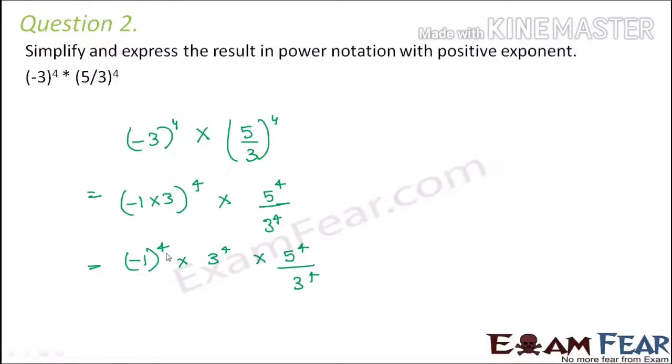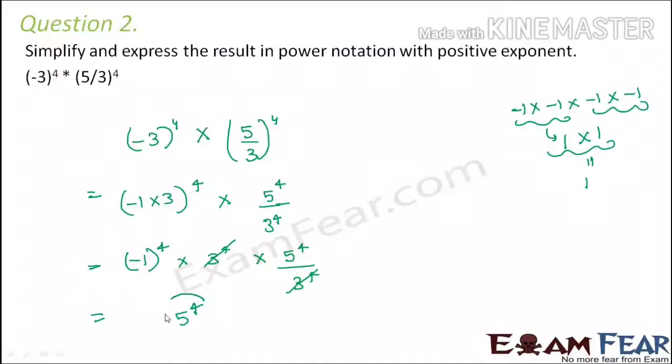So -1 multiplied for 4 times. This gives you +1, because -1 into -1, so that is -1 into -1 into -1 into -1. So this gives you 1. Similarly, this gives you 1. So this will give you 1. So this is 1. 3 to the power 4 into 5 to the power 4 divided by 3 to the power 4. So these two will cancel out to give 1. So you are left with 5 to the power 4.